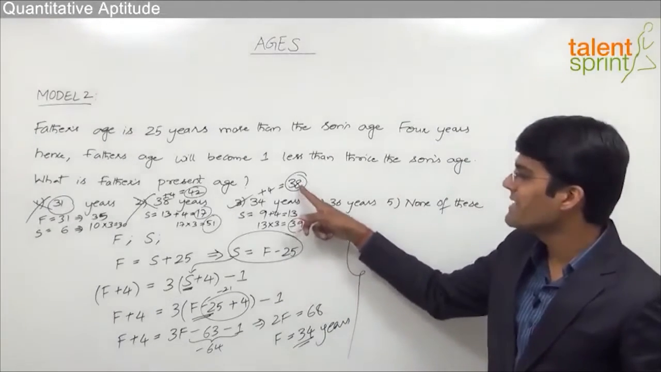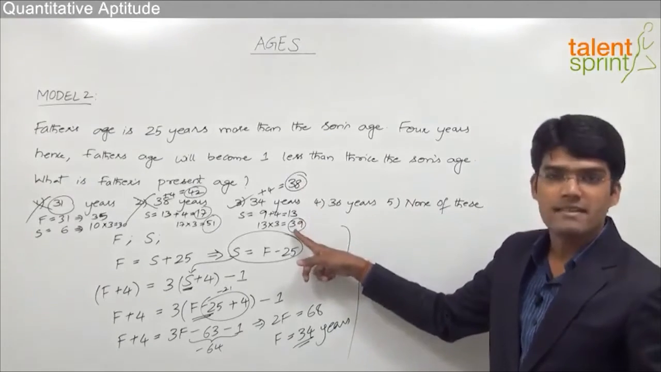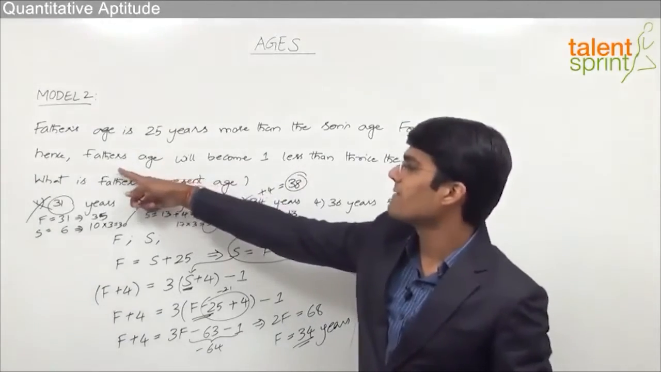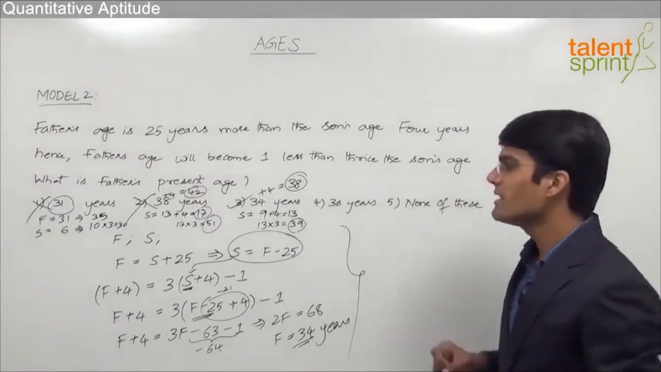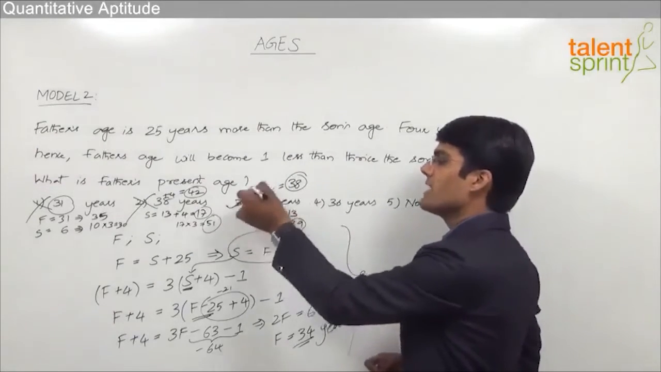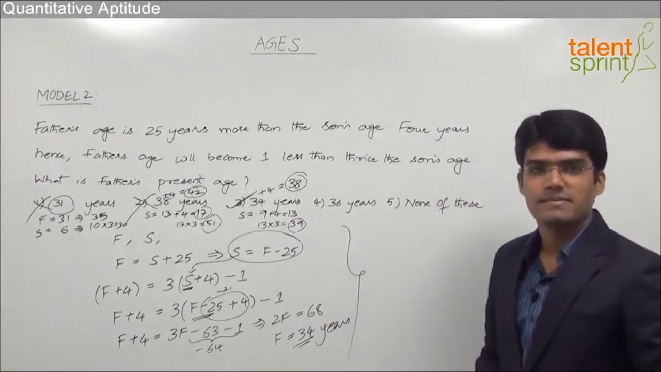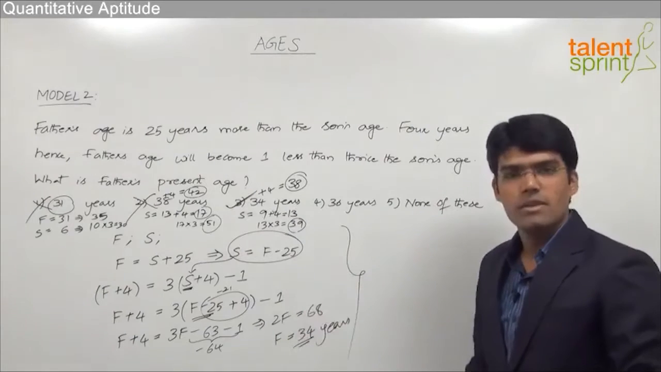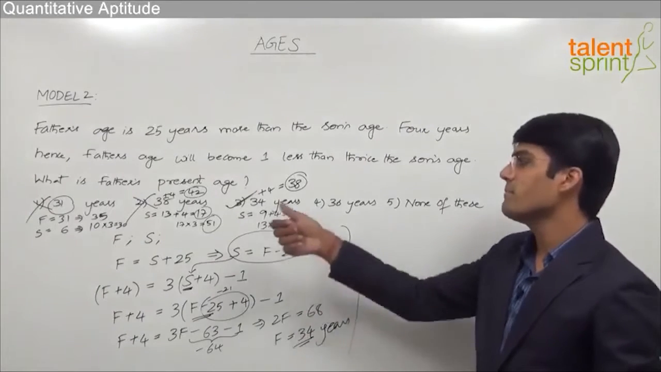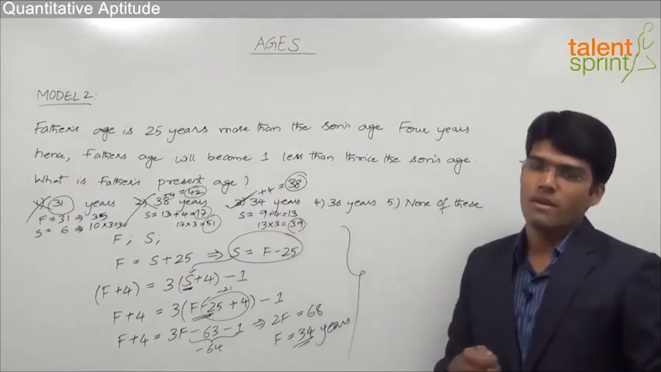That means father's age is 1 year less than thrice the son's age, which is as given in the statement. Father's age will be 1 year less than thrice the son's age. So as option 3 satisfies both the conditions, we can say that it is the correct answer. So friends, depending on the question, you can either go for the equations and get the answer, otherwise simply verify from the options to find out which is the correct answer.